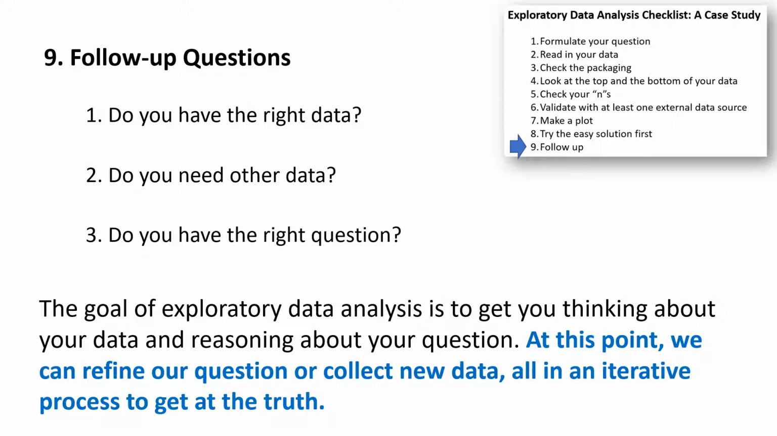What the book says is that at this point we can refine our question. If some of the answers to these follow-up questions aren't as we had hoped, we can refine our question or collect new data, all in an iterative process to get at the truth. So this is where the epicycle comes in. We might have gone through all of this and then decided we really don't want to continue with this whole process anymore, and we want to change our question, or we need to find more data. So again, this epicycle is always double checking, thinking, am I making progress? Am I where I want to be? Do I need to change something? So that's the last step that we need to be concerned about.